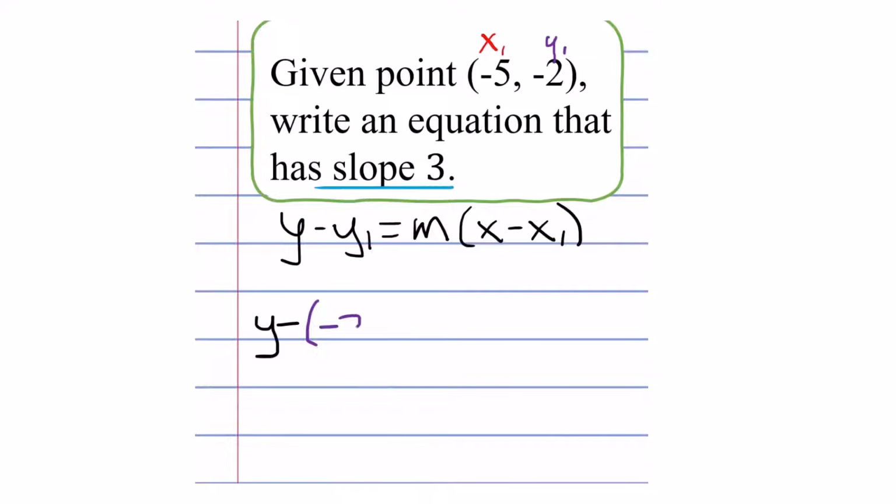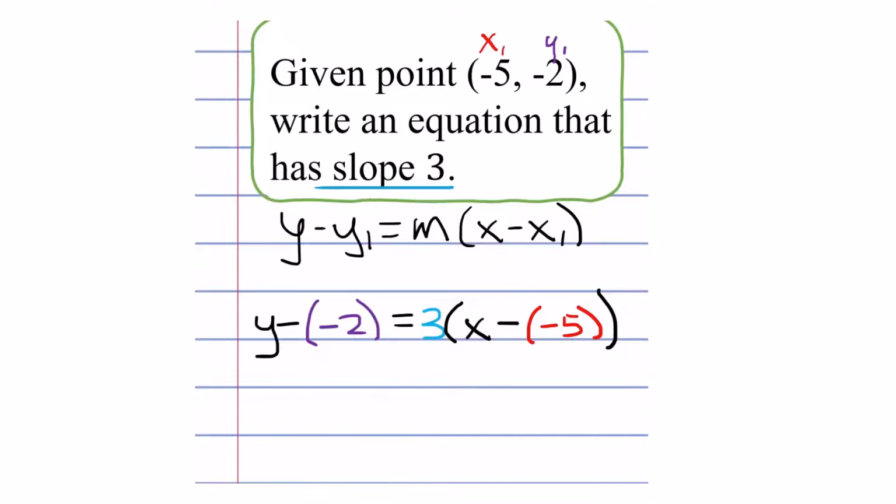Y minus negative 2 equals 3 times x minus negative 5. You have to be very careful here because the minus that you see in the formula is subtraction, and the minus sign you see on the numbers means it's a negative number. And when you pop those in, you see this double negative thing happening. Remember, when you see minus a negative number, that's going to change to plus.